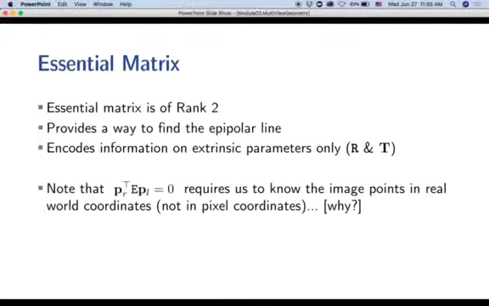Now note that P_R transpose E P_L requires us to know the image points in real world coordinates, not in pixel coordinates. This is a bit of a problem with the essential matrix, right? Why is that? By real world coordinates, I mean centimeters. That is, the image points should be known in meters or centimeters rather than in pixel values like 100, 200. Why is that?